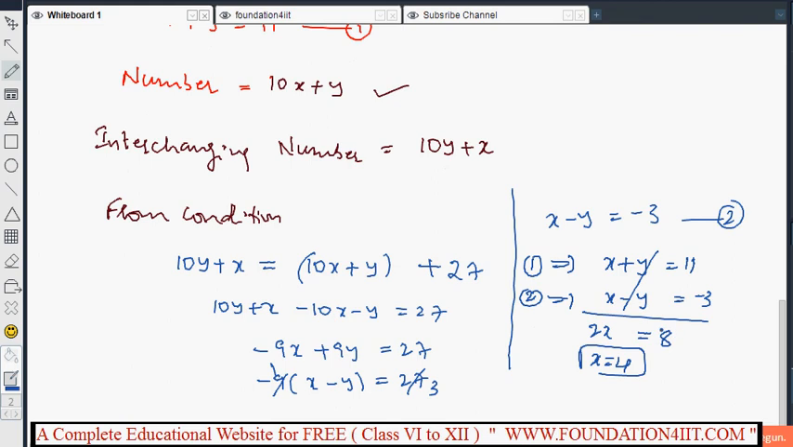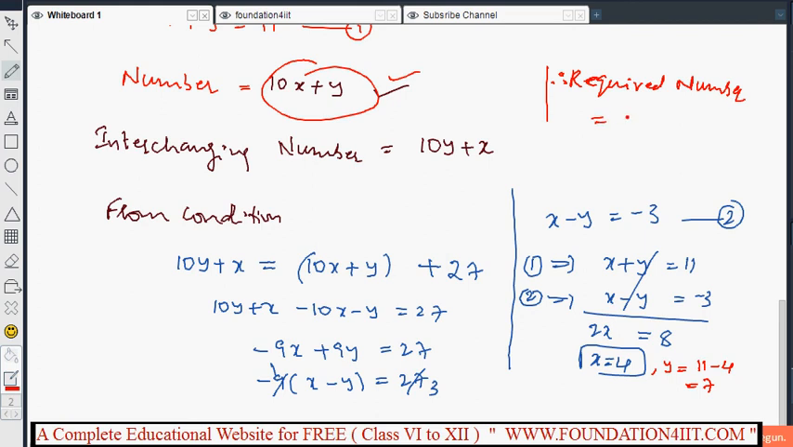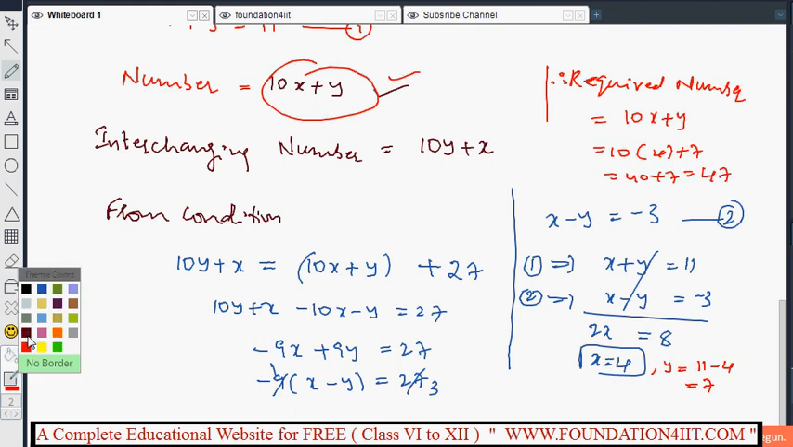X plus y is 11. So if x is equal to 4, then you will get the value of y also. Y is equal to 11 minus 4, so 11 minus 4 is 7. They are asking for the original number. The original number is 10x plus y. So the required number is 10x plus y, that is 10 into x, which is 4, plus 7. So 40 plus 7, that is 47. Fine, so this is the answer. 47 is the required number according to the question.